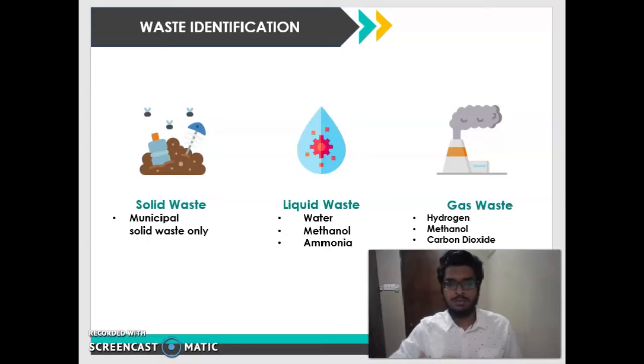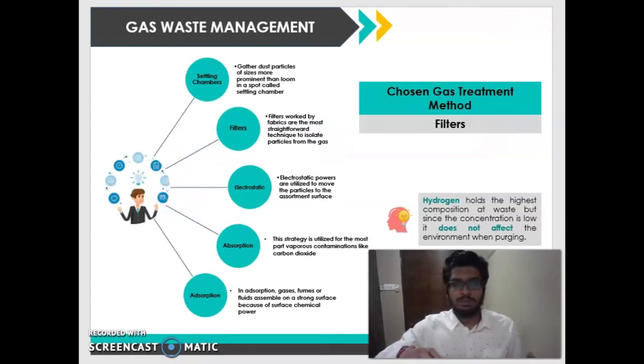Next, I'm going to discuss about the gas waste management. For gas waste management, we have 5 types of treatment, which is settling chambers, filters, electrostatic absorption, and adsorption. The method that we have chosen is the filters because hydrogen holds the highest composition at waste, but since the concentration is low, it does not affect the environment when purging.